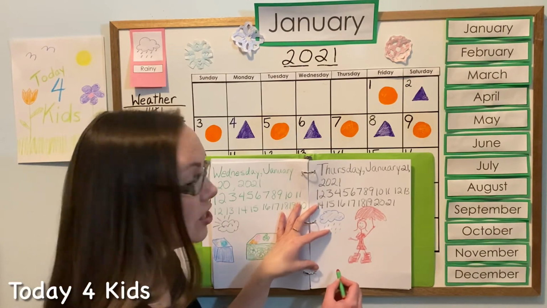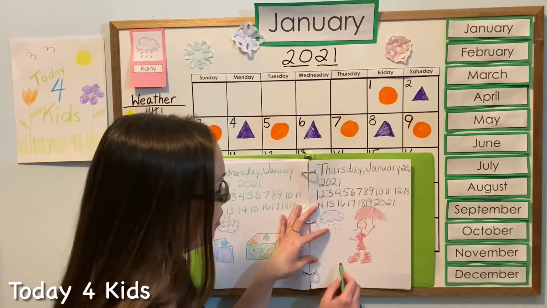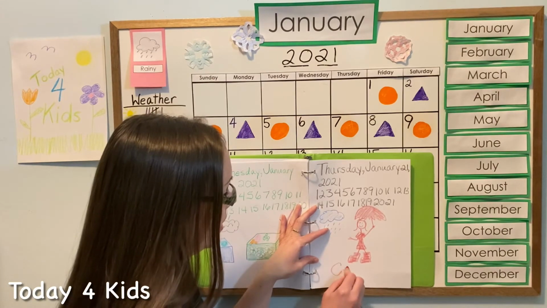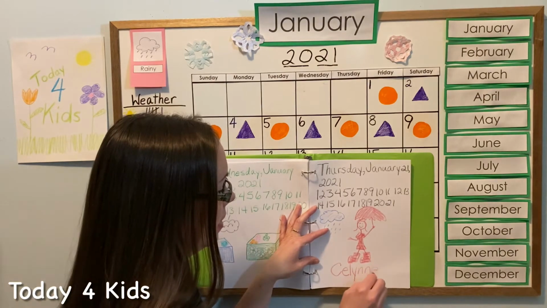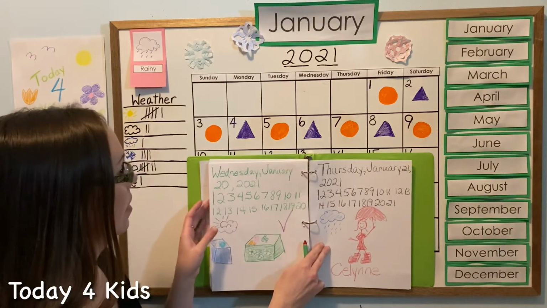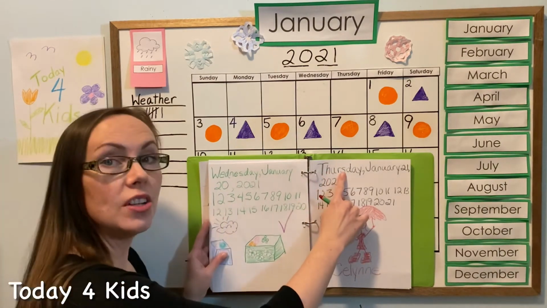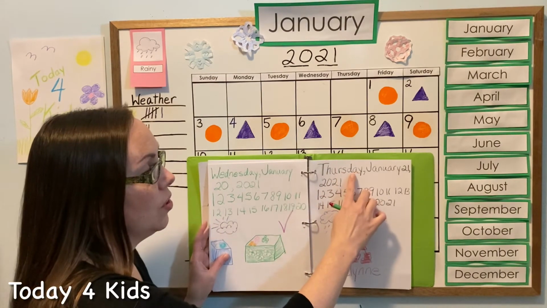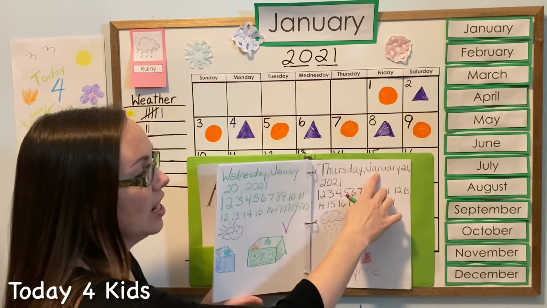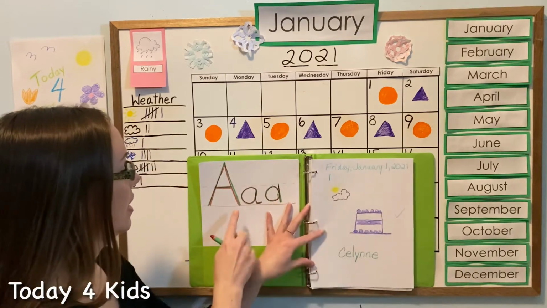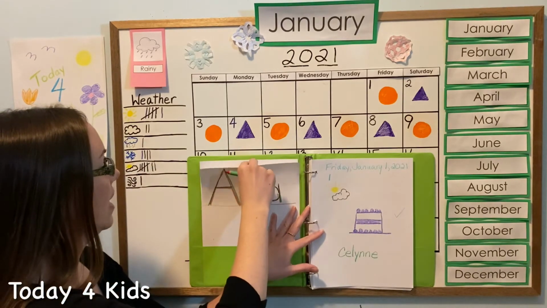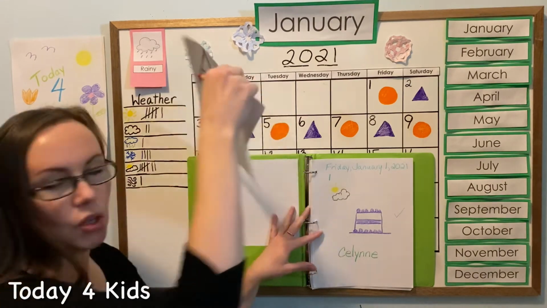So the last thing I'm going to do is print my name because I want to practice printing my name every day. Capital C-E-L-Y-N-N-E. If you don't know how to make all your letters yet, and you don't know how to make your words for Thursday in January, you can just practice with one letter. And we were working on A. Let's pick a new letter now.